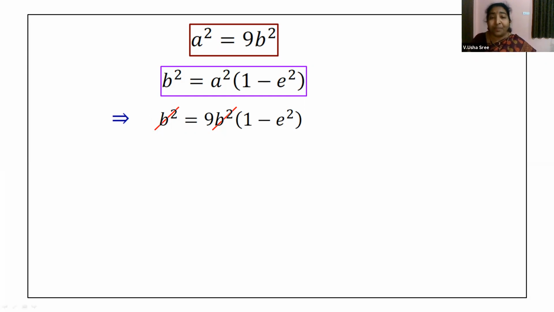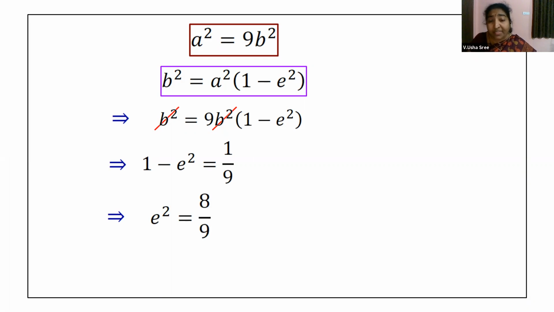Okay, so you have it as 1 minus e square is equal to, here you have 1, we are just moving this 9 to the other side, it becomes 1 by 9. So 1 minus e square is equal to 1 by 9. Therefore, e square should be equal to 1 minus 1 by 9, which is equal to 8 by 9.